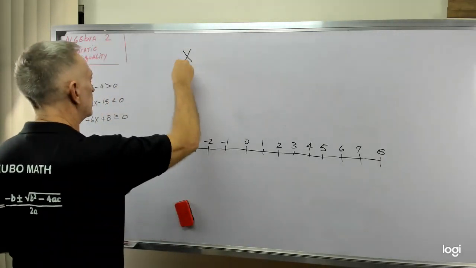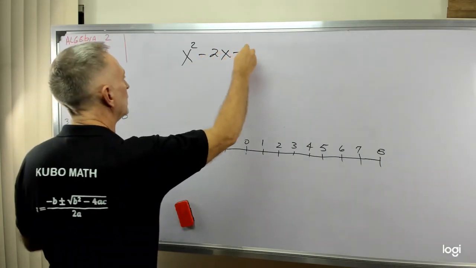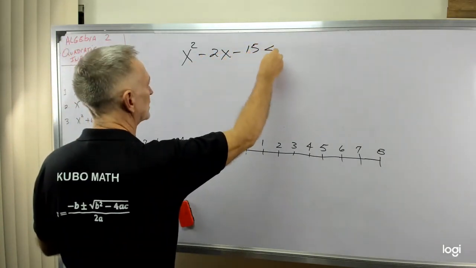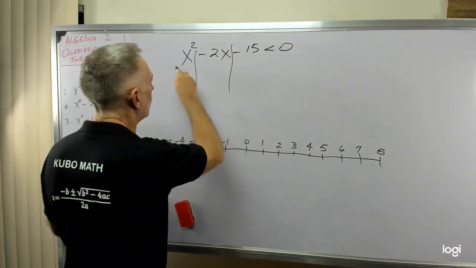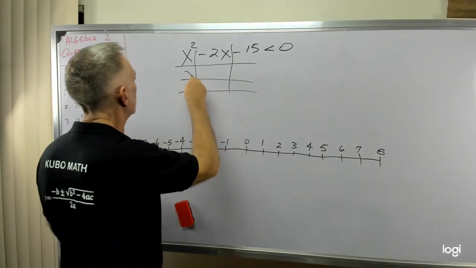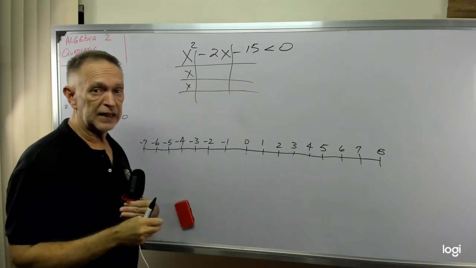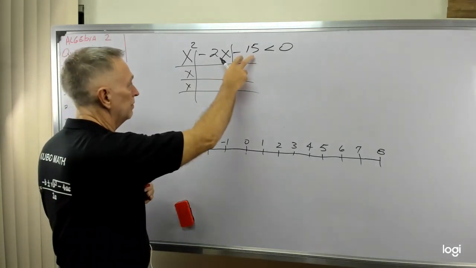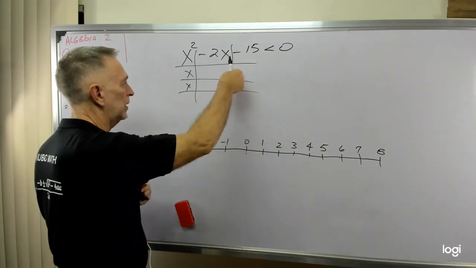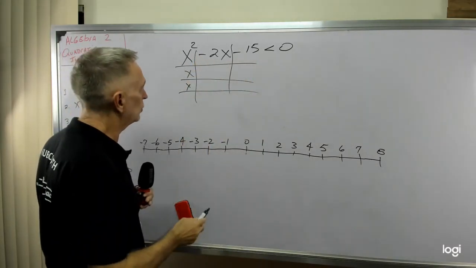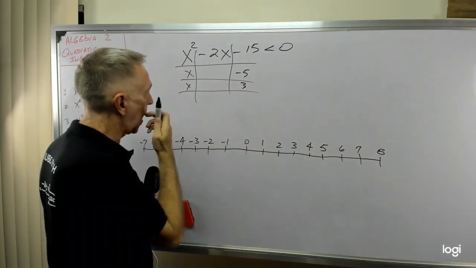Okay, x to the second power minus 2x minus 15 is less than 0. All right, let's put our little goal post up here. X times x. Now I need the factors of 15, or something that I multiply together to get negative 15, that when I add them gives me a negative 2. Well, negative 5 and a positive 3.